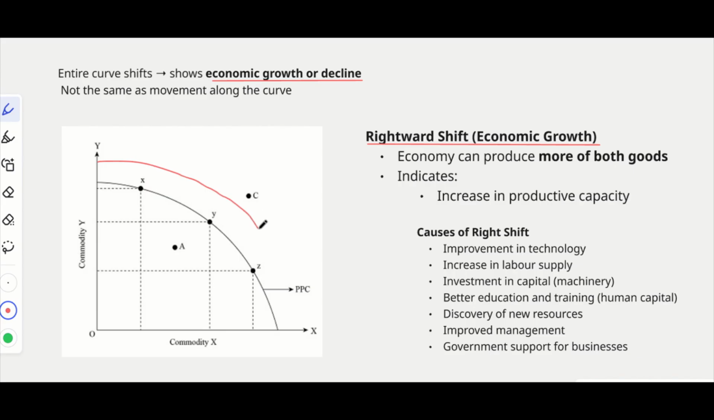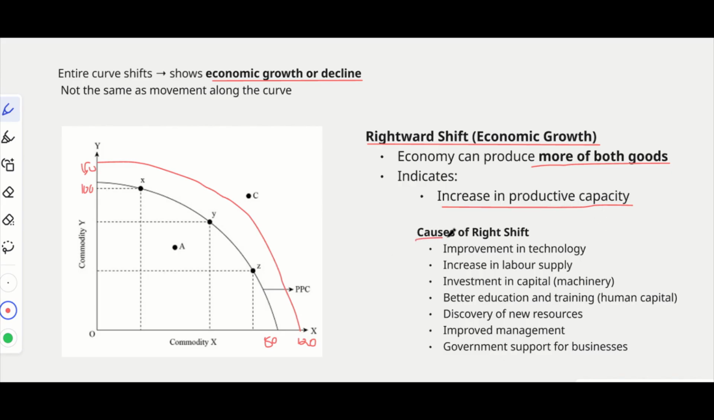So the shift will be like this. Okay, so the economy can produce more of both goods. See, now for example, the initial quantity was 100 and it was 80, the maximum. Now we can produce around 150 and let's take it as 120. So now the quantity of both is increased, right? So this indicates the increase in productive capacity. Like when new technologies or more efficient resources are available, the productivity can be increased.